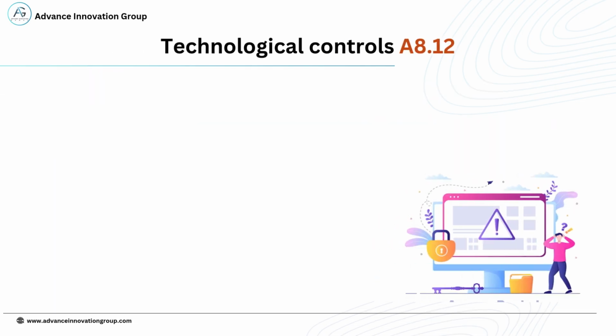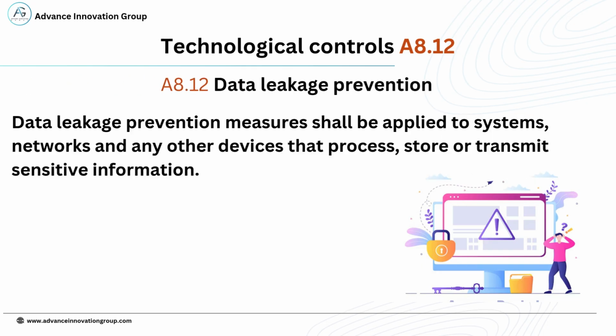Technological Controls A8.12. A8.12 Data Leakage Prevention. Data leakage prevention measures shall be applied to systems, networks, and any other devices that process, store, or transmit sensitive information.